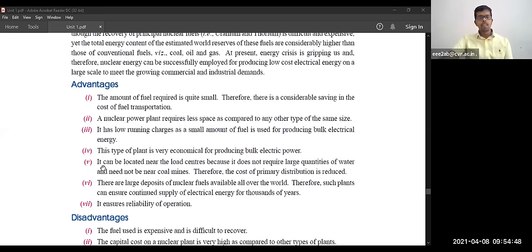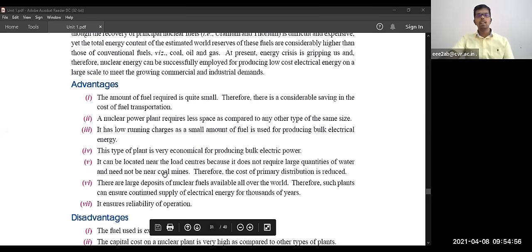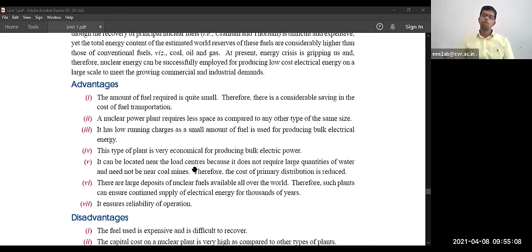Next, it can be located near load centers because it does not require a large quantity of water and need not be near coal mines. Therefore, the cost of primary distribution is also reduced. So we can keep it near load centers, but the load centers should be in remote places. Why? Because it would be in a populated area.